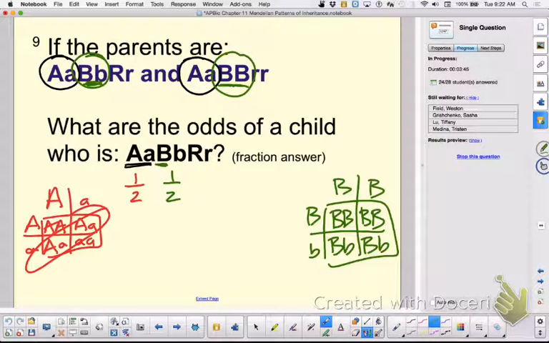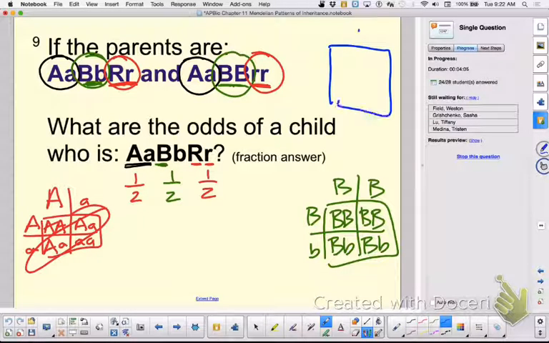Yes. Then I need to look at R-ness. Okay? Do you see what I'm saying? Every single time they're going to give a what? Little r, right? How often will this one give a big R? 1/2. So it's going to be 1/2. You can do the Punnett to see it. Big R, little r. Little r, little r.